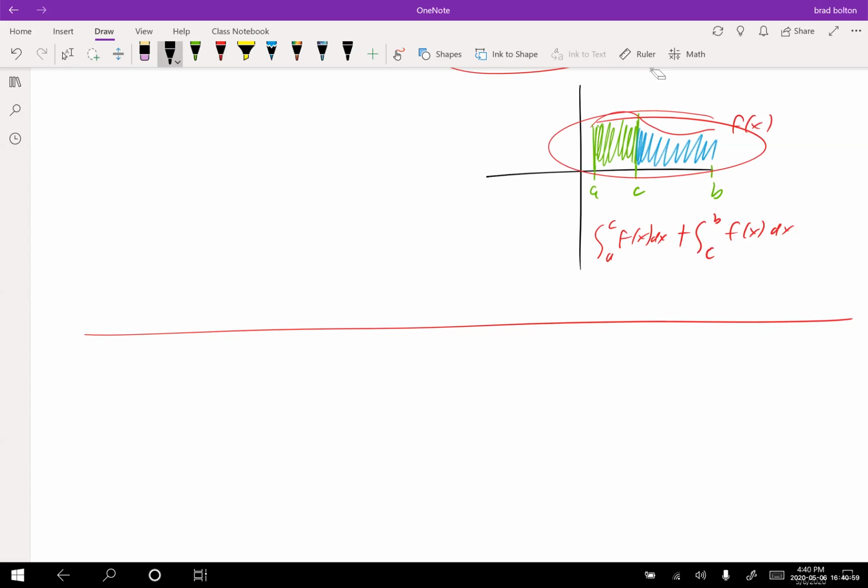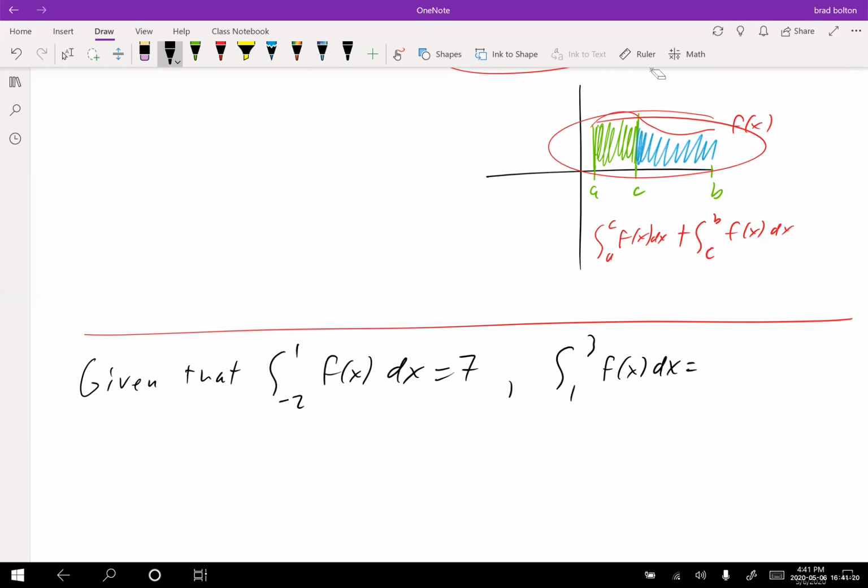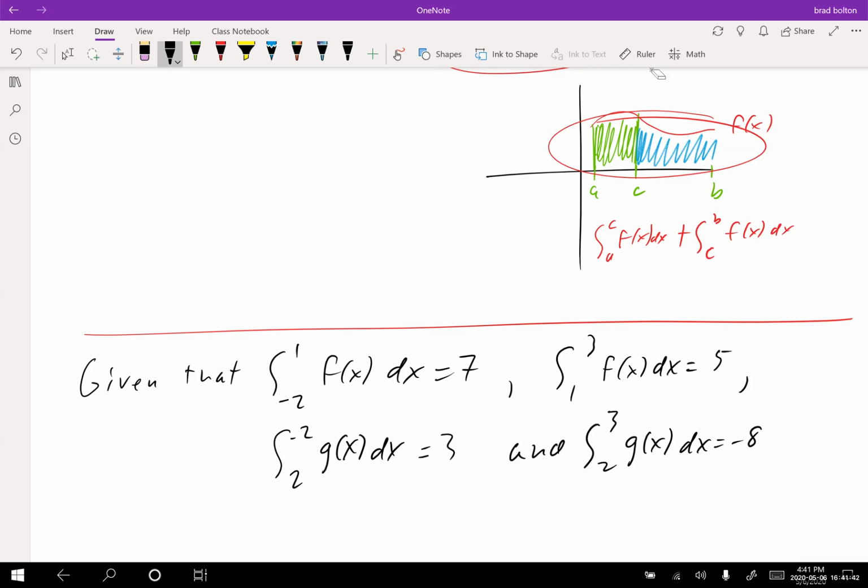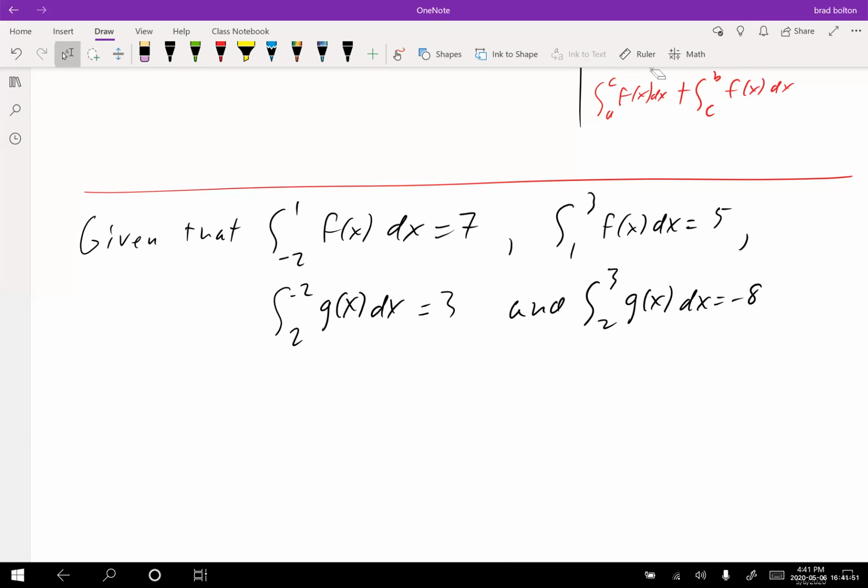And in your homework, there's a few problems like this where it says, given that the integral from -2 to 1 of f of x dx equals 7, and the integral from 1 to 3 of f of x dx equals 5, the integral from 2 to -2 of g of x dx is equal to 3, and the integral from 2 to 3 of g of x dx equals -8. Because of that, they're going to say, okay, we've given you all these things. We actually haven't shown you how to integrate, but we've given you some properties. So could you answer this question? What is the integral from 3 to 1 of f of x dx?